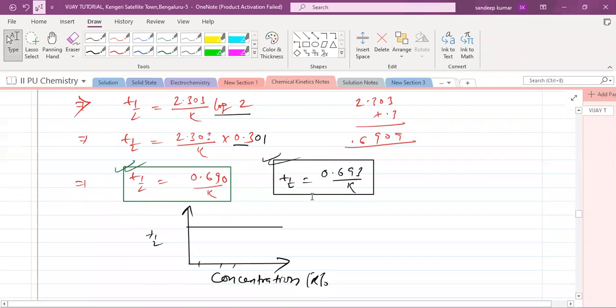So in this video we have seen the expression of K for first order reactions and T half for first order reactions. In the next video we will continue.